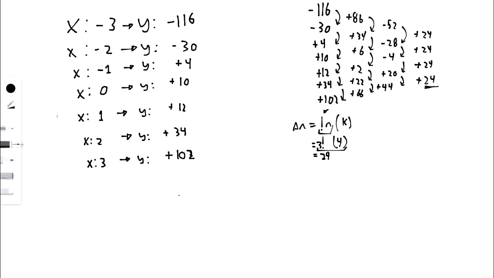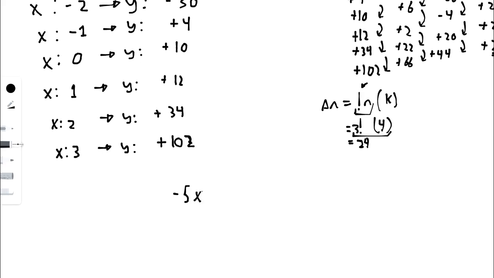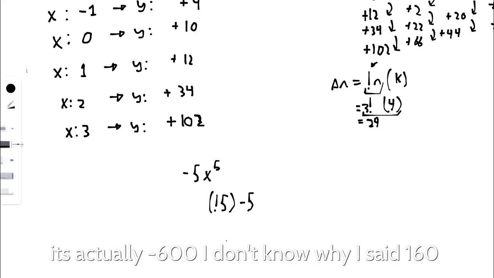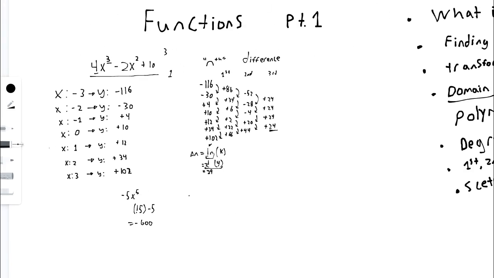So if I were to say something like negative 5 x to the power of 5, the nth difference in this case would be the factorial of 5 all multiplied by negative 5, which would be, what would that be? That would be negative 600. So the nth difference, or the fifth difference, for this function would be negative 600.